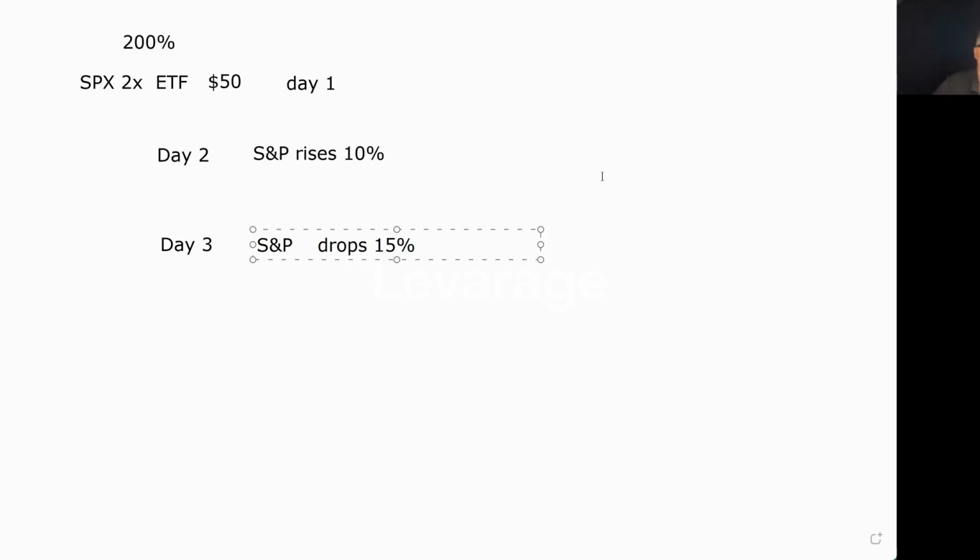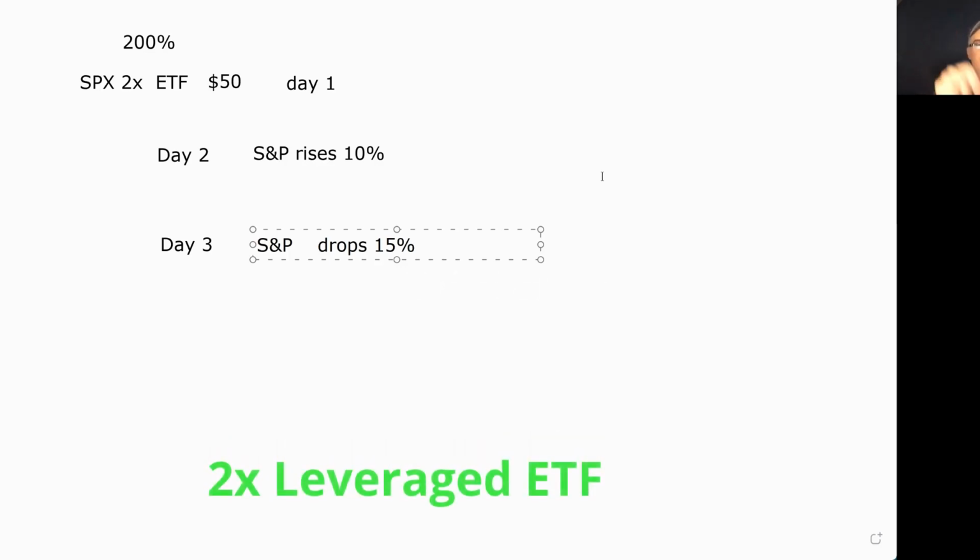One of the big problems a lot of people have is how to figure out the leveraged ETF pricing. So let's get into it. Here we have the SPX 2x ETF. They may call it 200%. If it's a 3x, they may call it 300%. Let's say we bought it at 50 bucks on day one.